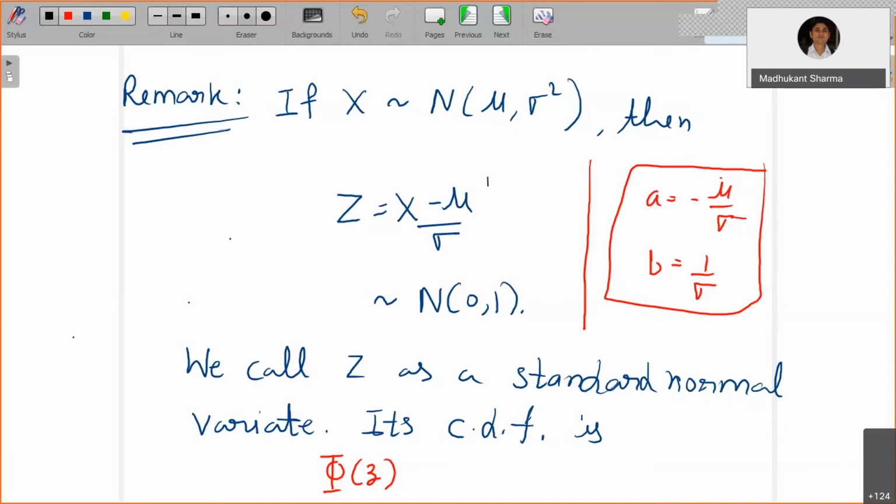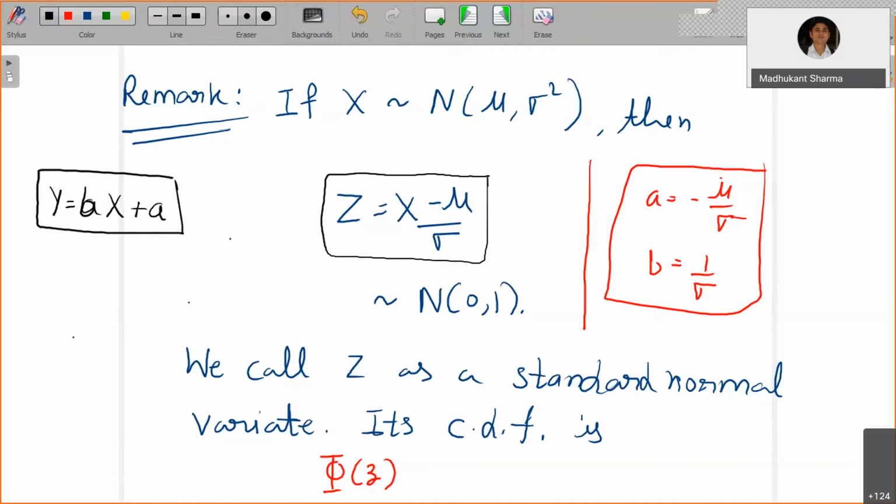So it is in the form of Y equals AX plus B, or you can say A plus BX if I want to relate it with the previous exercise. If you choose A equals minus mu by sigma and B equals 1 by sigma, then this also follows the normal distribution, which we call the standard normal variable, whose CDF, cumulative distribution function, we are going to denote by capital phi of z.